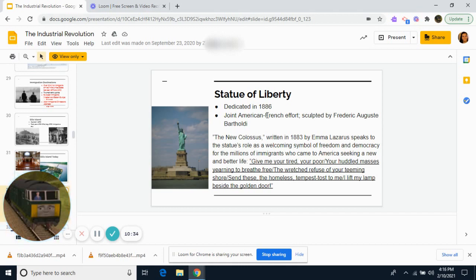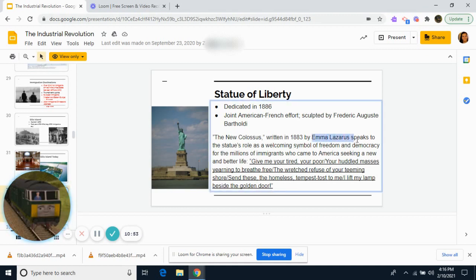Give me your tired, your poor, your huddled masses yearning to breathe free. The wretched refuse of your teeming shore. Send these, the homeless, tempest-tossed to me. I lift my lamp beside the golden door.